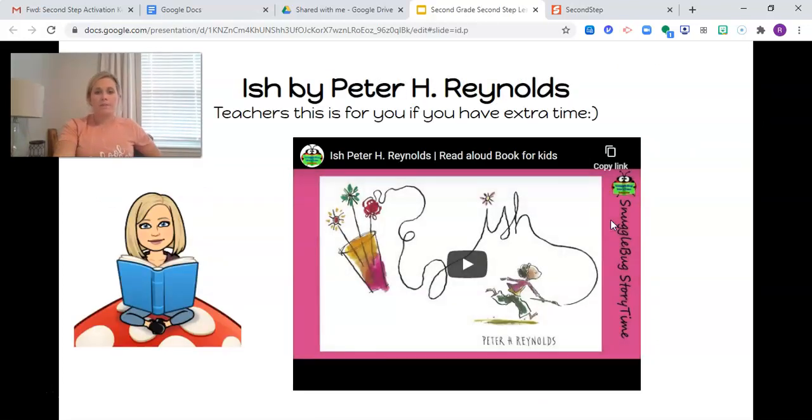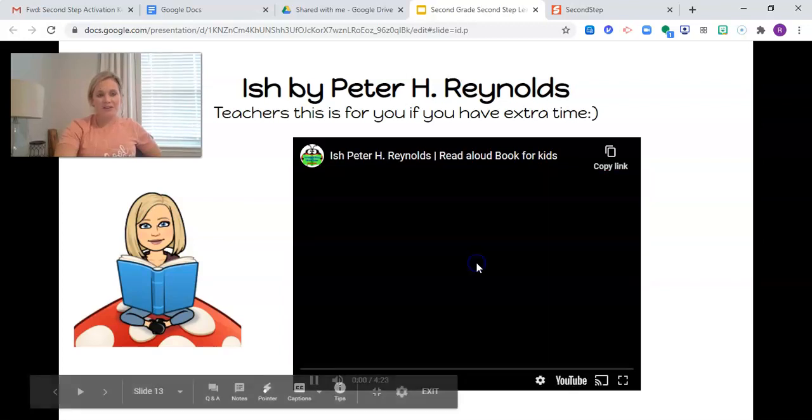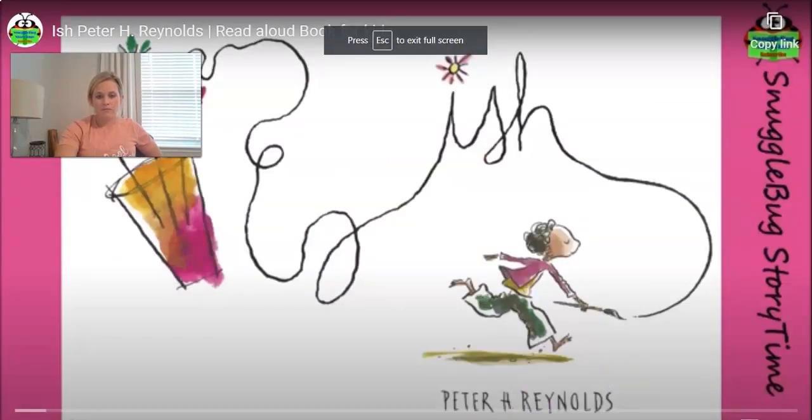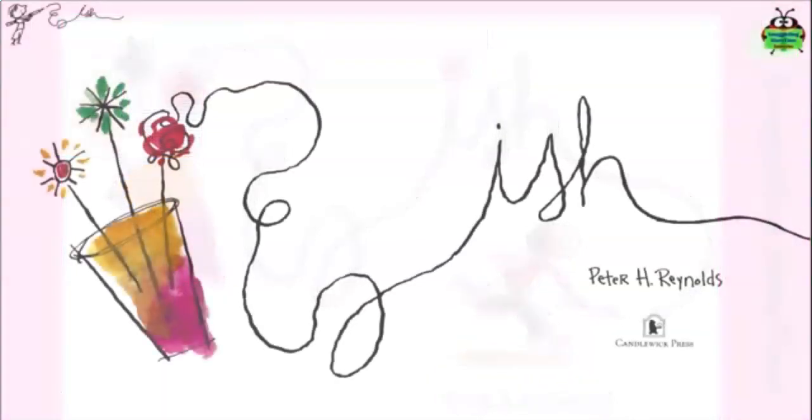So this is Ish by Peter H. Reynolds. If you'd like to end our lesson now, you can, but this is a great book that has to tie in with our lesson. So I encourage you to listen to it if you have time. Ish by Peter H. Reynolds.